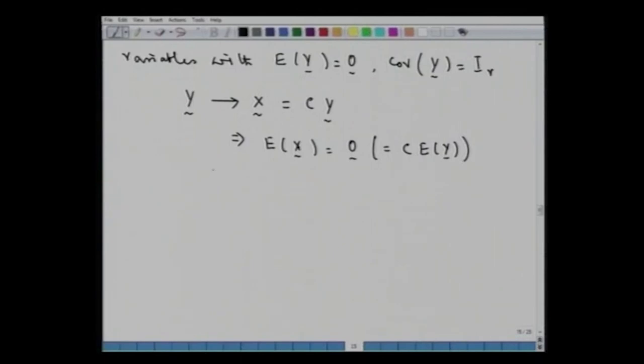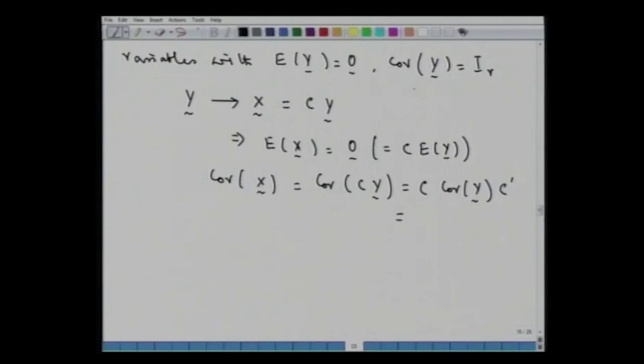And then the covariance matrix of this x vector is the covariance matrix of c times y vector, and that would be given by c times the covariance matrix of y times this c transpose matrix.